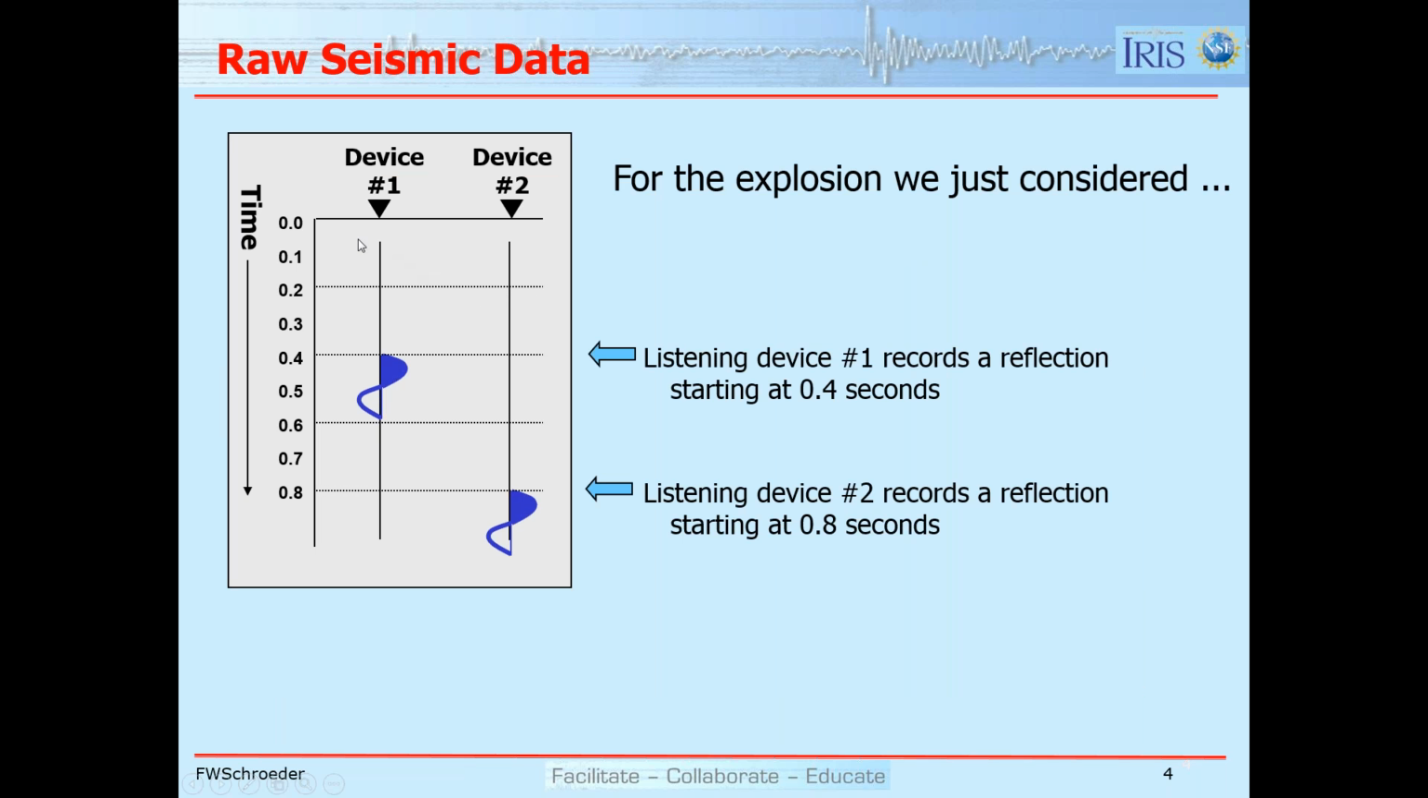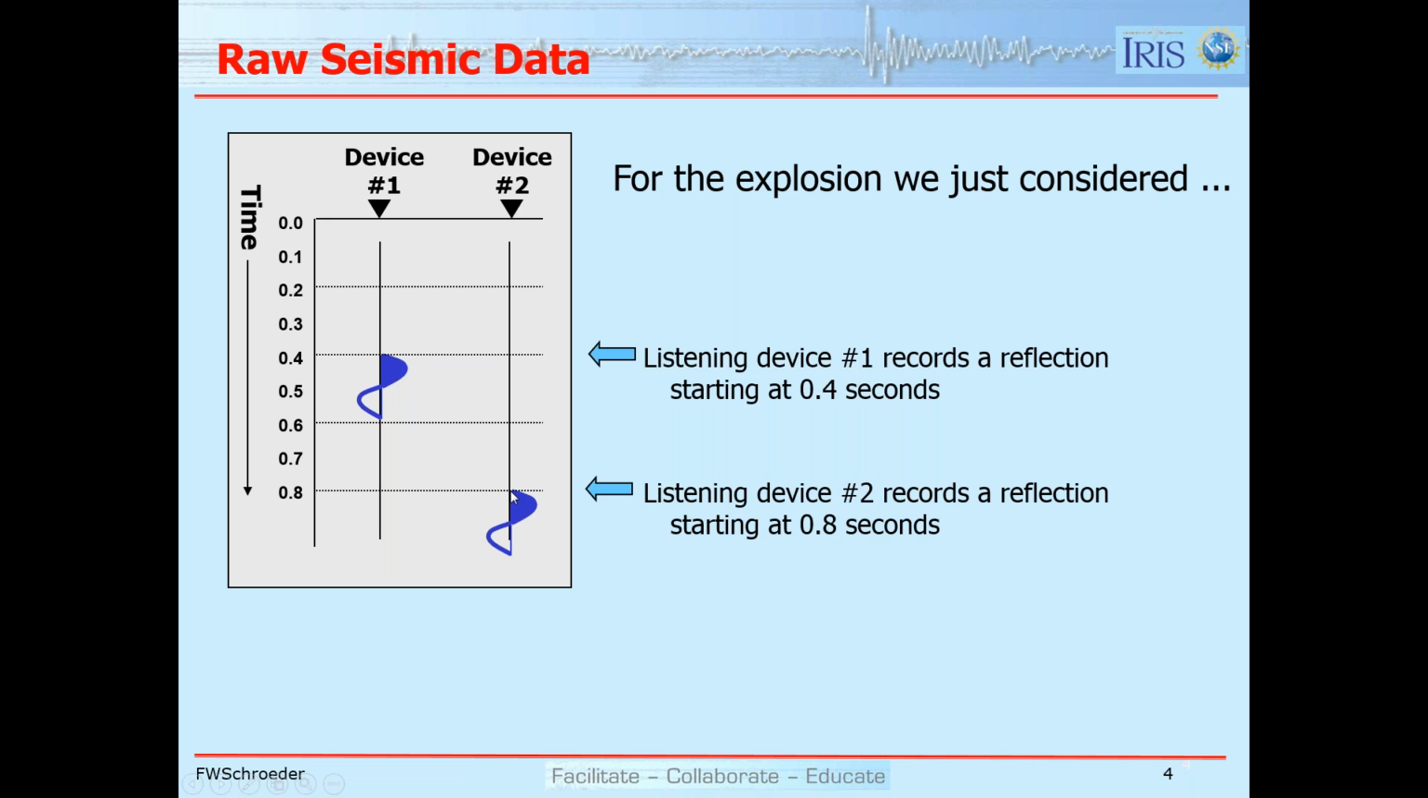So if we were to look at the output for device 1 and device 2, the listening devices, the first device sees energy reflected from the first interface, and that starts at 0.4 seconds. The second device sees energy reflected from the deeper interface, and that reflected energy starts at 0.8 seconds.